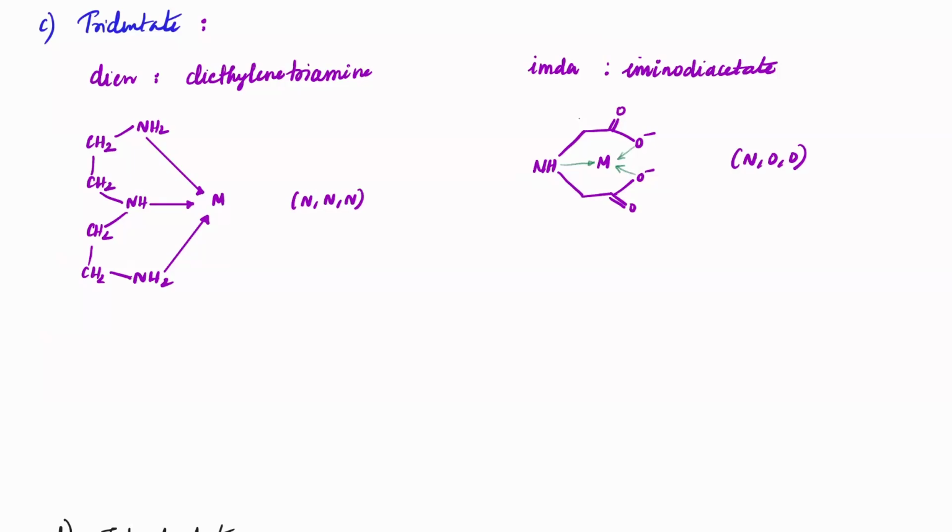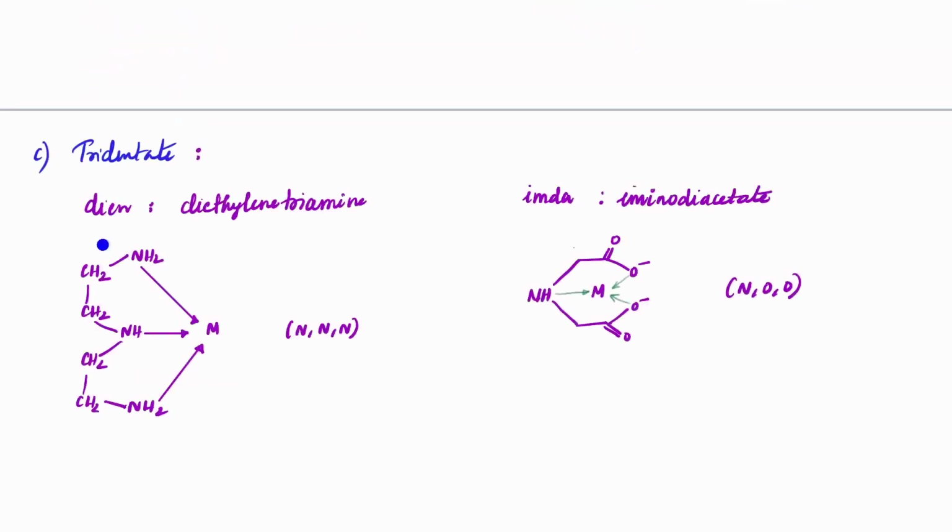Okay. Next, tetradentate. Tetradentate is just an extension of what we did here. See, we did it as dien. Now we'll make it as trien. So now the next one is trien. Trien means triethylene tetraamine. We are continuing with the same ethylene. Triethylene tetraamine.